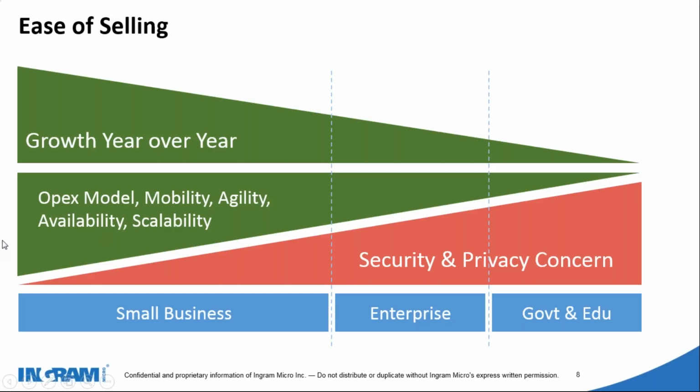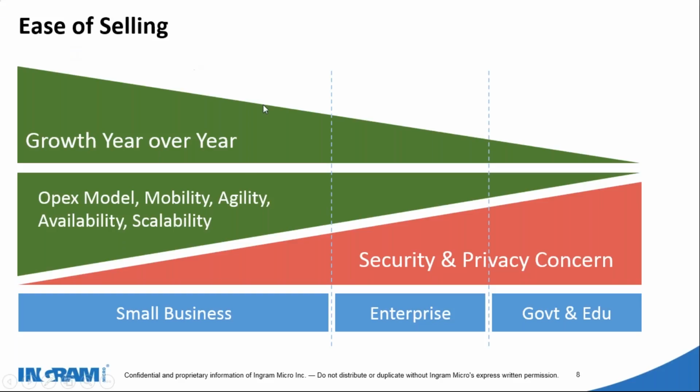What's the next block? The next block is the benefits of the cloud, which is OpEx model, mobility, agility, availability, and scalability. These are strong benefits of cloud, whether it is SaaS, PaaS, or IaaS, it doesn't matter, but these are principles of cloud which stand true in any application, any scenario. And these benefits are most relevant to small businesses, and then it starts tapering down to the minimum for the government, because these big companies have invested in their data centers, so they don't feel that these are a direct benefit to them at this point in time.